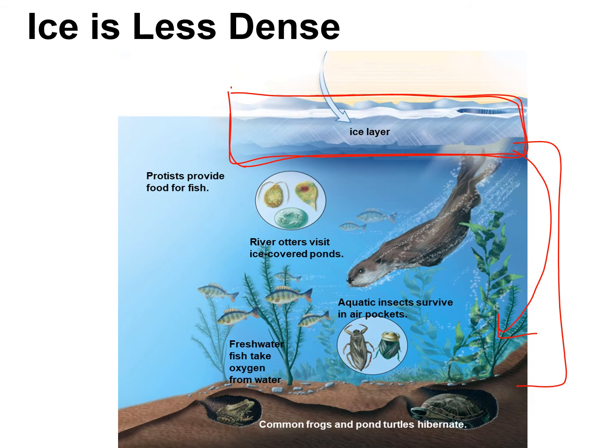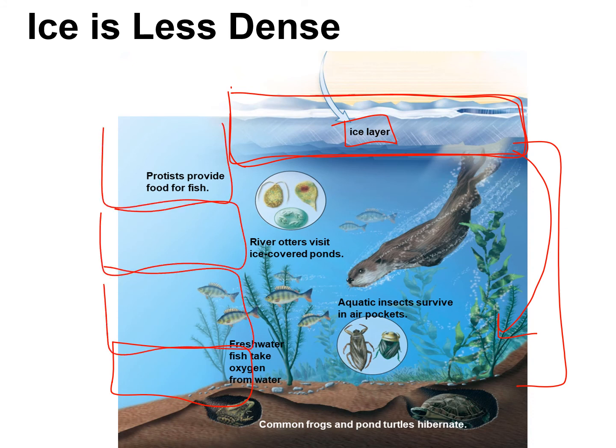If instead the ice was more dense when it got cold, then ice would form on the bottom and it would slowly form ice all the way to the top, and all of that ice would have killed the living things. So it's a great benefit to organisms that live in water that when temperatures get cold, the ice floats on the top and helps insulate and keep liquid water down below the ice for the living things.